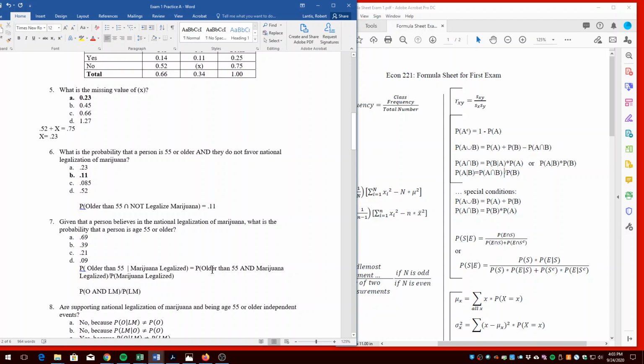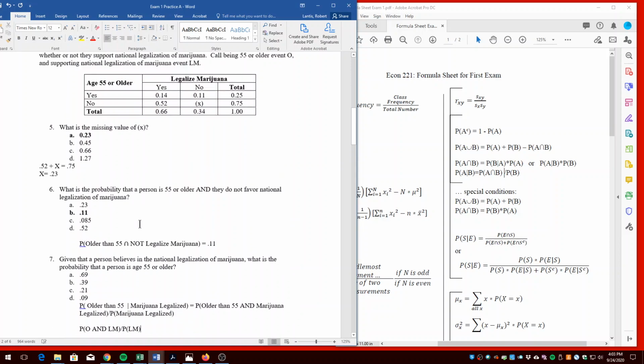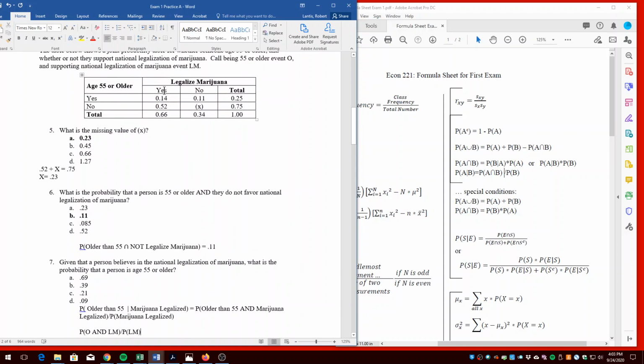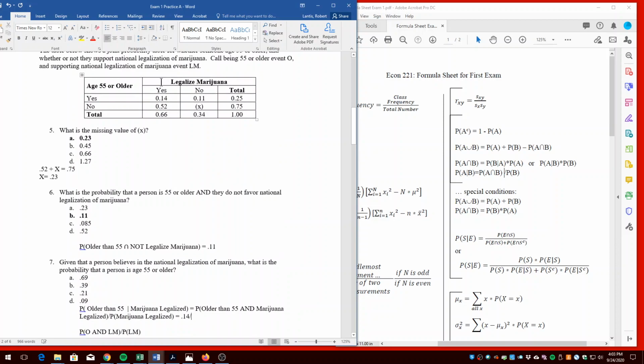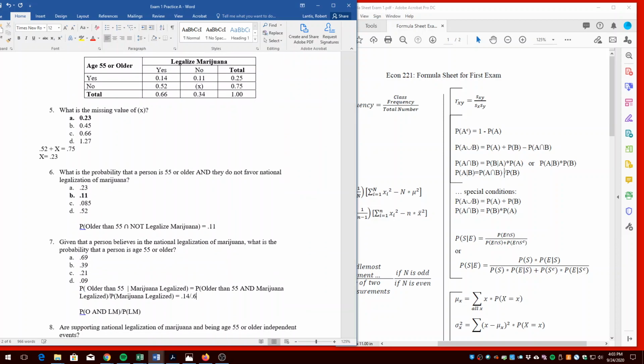So what's the probability that someone is older than 55 and wants marijuana legalized? That's 0.14, divided by the probability they want marijuana legalized, which is all the way down to the total. Divide that by 0.66. If I enter that into my calculator, I should get about 0.21 if I round it to the second decimal point.